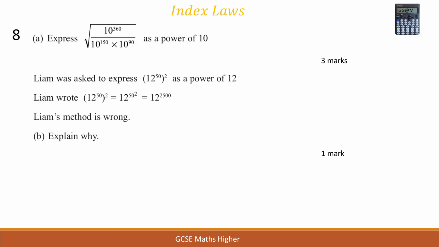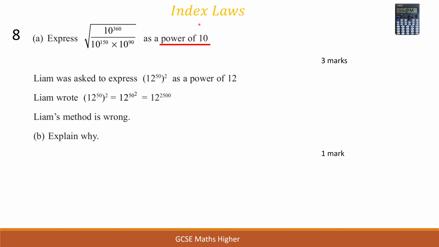So this is a question on index laws. Now in index laws, often it is linked to algebra, but it can also be linked to numbers. So you can see here, I've got some powers up here, which are my index. So I've got 10 to the power of 360 divided by 10 to the 150 times 10 to the 90, the square root of a lot of it. And you've got to write your answer as a power of 10. This will give you 3 marks in the exam.